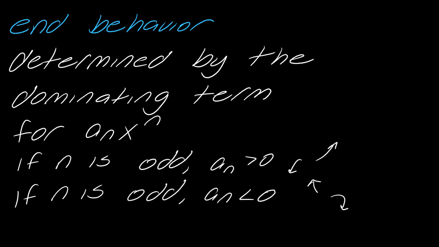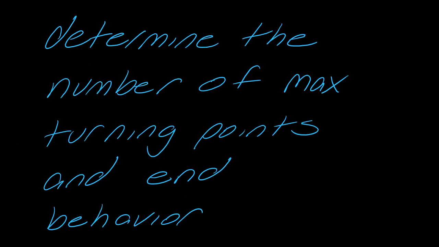Now, if n is odd, it's going to act kind of like the ends of how we think of x to the 3rd, as long as the leading coefficient is positive. If n is odd but the leading coefficient is negative, then it gets flipped. So if you know what the dominating term is, you know how the ends of the function are going to behave.